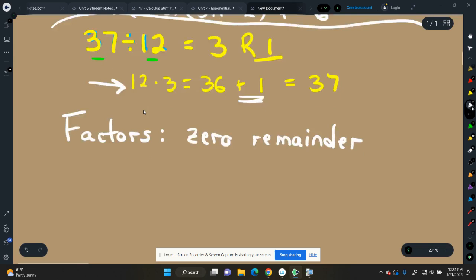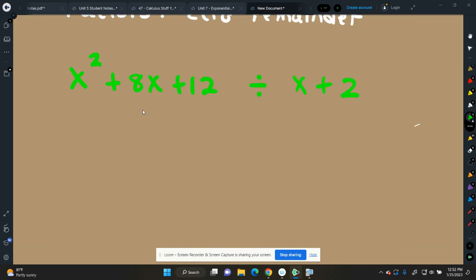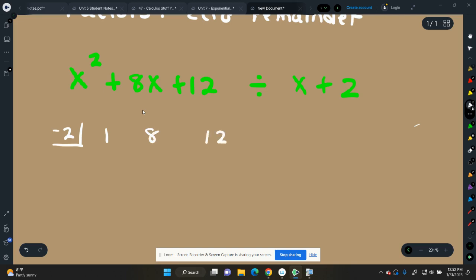So when we did examples like, let me see if I can make one up. Let's do x squared plus 8x plus 12 divided by x plus 2. Okay, let's do this one. What are we going to put in the corner? Negative 2. Okay, what's going to go along the top? 1, 8, 12. Everybody understand where we got that from?